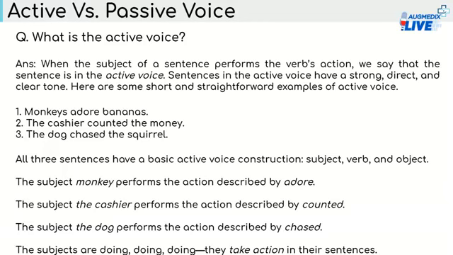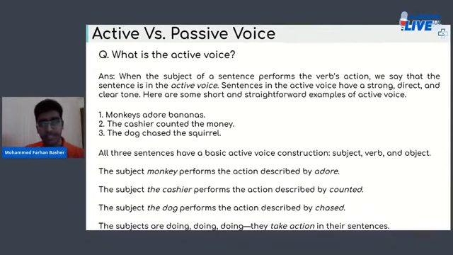So as you can see, we already know that in every sentence we have a subject followed by the verb that basically tells you what the subject is doing. So whenever we have a sentence constructed in this way, where you have the subject first, followed by the verb, and then you have the object, then you can say that that sentence is in the active voice, okay?